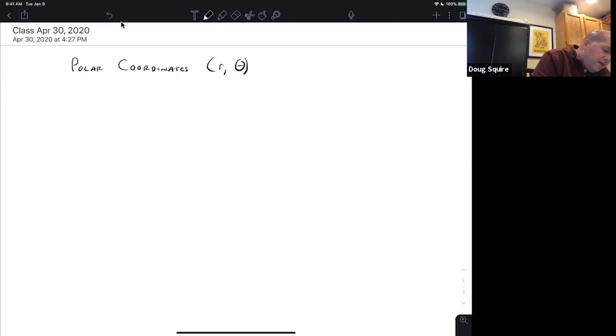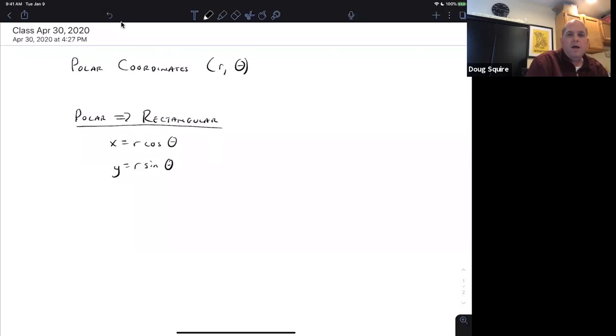Conversion formulas that you can use when you go from polar to rectangular are x equals r cosine theta and y equals r sine theta. Those just come from trig definitions. So cosine is like x over r, sine is y over r, and those are just manipulations of those.